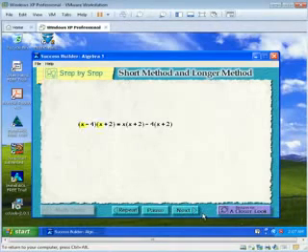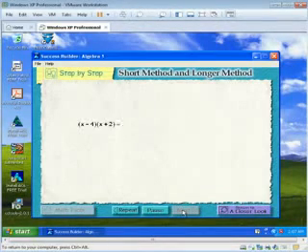X times x is x squared. X times 2 is 2x. Negative 4 times x is negative 4x. Negative 4 times positive 2 is negative 8. Now we have two like terms, 2x and negative 4x. They add up to negative 2x. And now we're done.